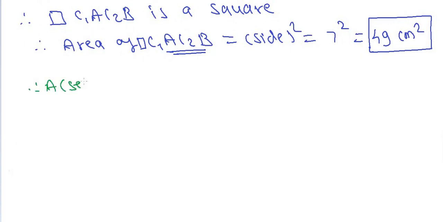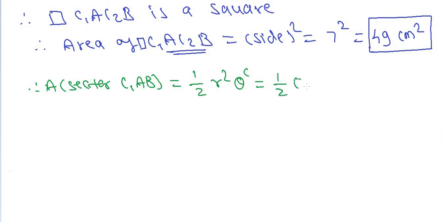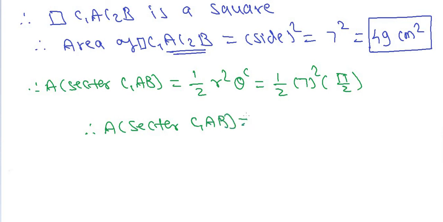And therefore area of sector C1AB equals half r square theta in radian, that is half 7 square into pi by 2, and therefore we get area of sector C1AB is equal to 49 pi by 4 square centimeter.